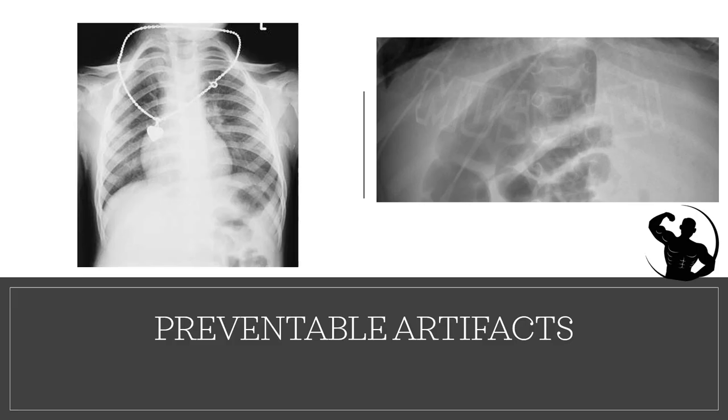Preventable artifacts. In image one, the chest, a necklace. Image two, a shirt that says muscle written on it. No preventable artifacts should be seen or present on any projection.